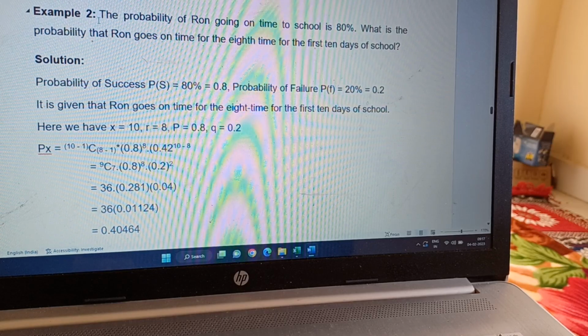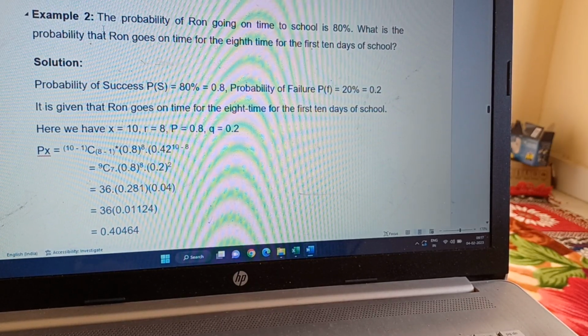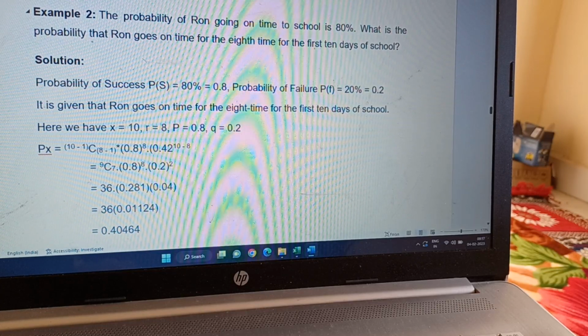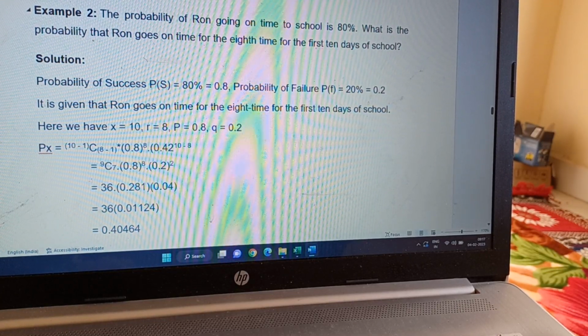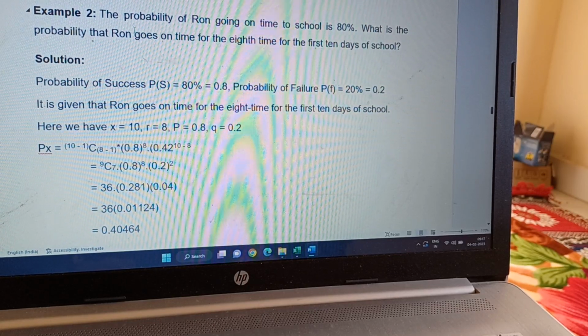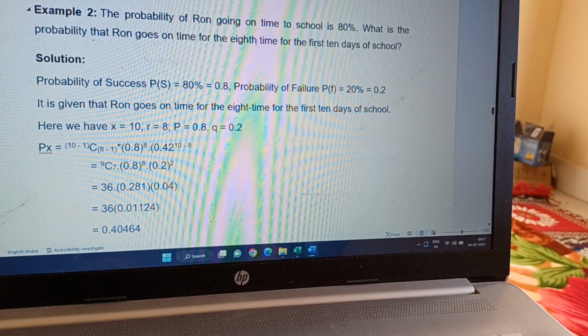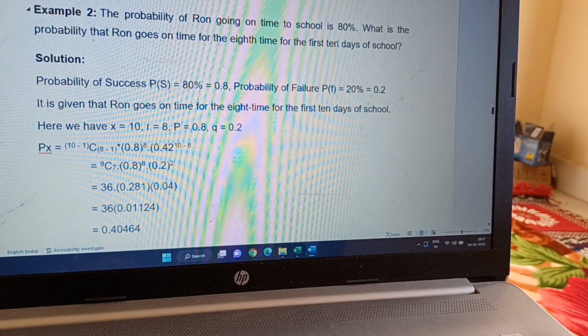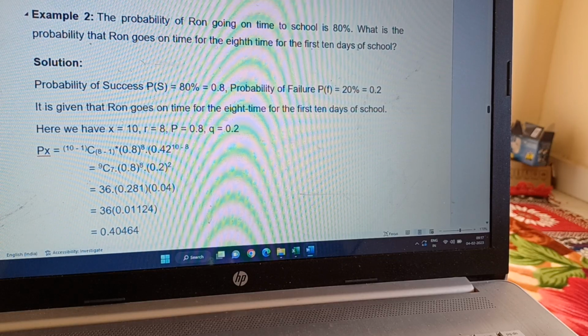Now we go to the next example of negative binomial distribution. The probability of Ron going on time to school is 80%. What is the probability that Ron goes on time for the 8th time? Here r is 8, and for the first 10 days of school, so n is 10 here.